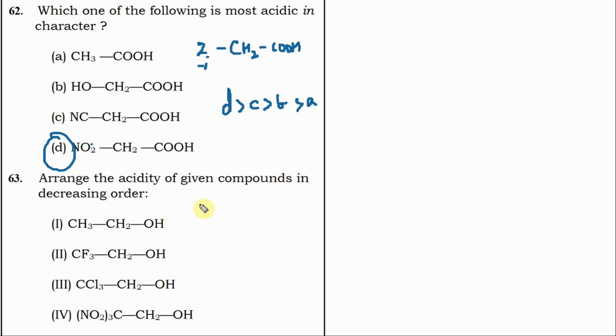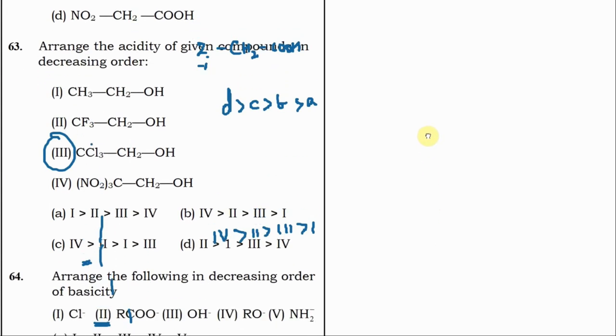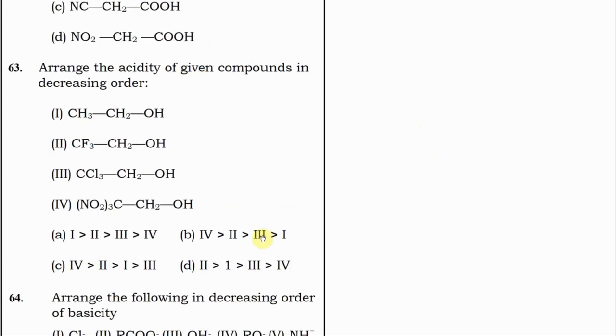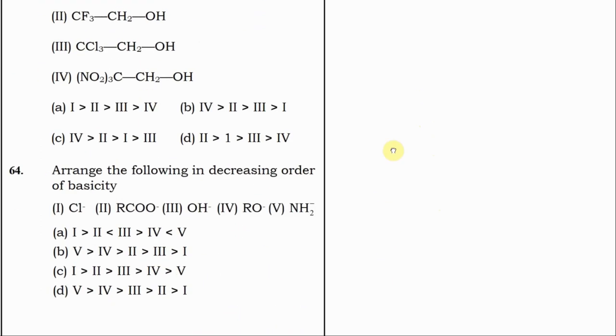Arrange the given compounds in decreasing order of acidity. Same, CH2OH is common in all of them. You want this group to be minus I. So I know that 3 nitro groups are stronger than 3 fluorine groups. So 4 is more acidic than 2, more acidic than 3, more acidic than 1. Let's see if we can match the option. 4, 2, 3, 1 right there. Beta. Okay, this is our option.